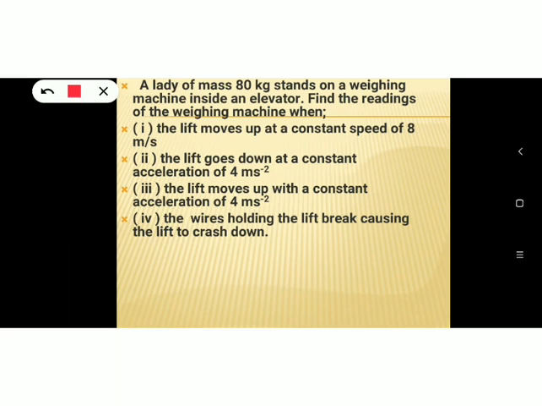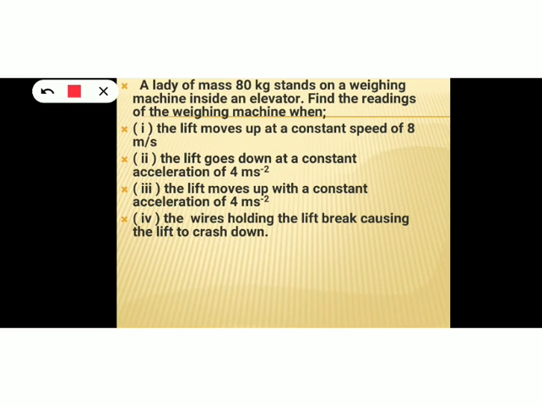Okay, so next numerical is a lady of mass 80 kg stands on a weighing machine inside an elevator. Find the readings of the weighing machine when the lift moves up at a constant speed of 8 meters per second, when the lift goes down at a constant acceleration of 4 meters per second square, when the lift moves up with a constant acceleration of 4 meters per second square, and when the wires holding the lift break, causing the lift to crash down.